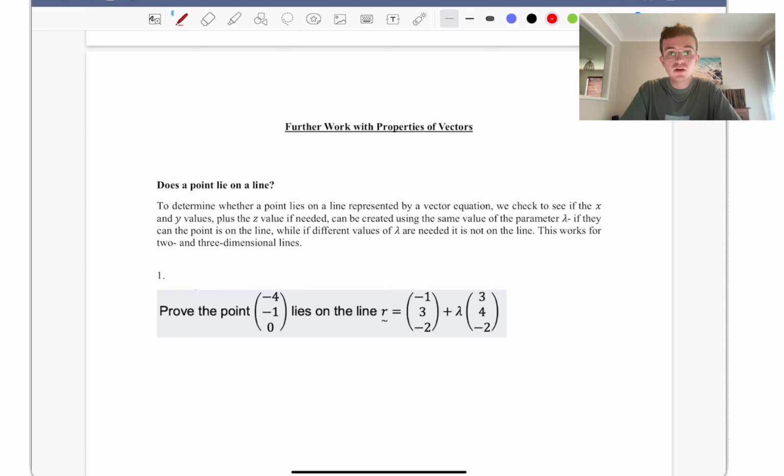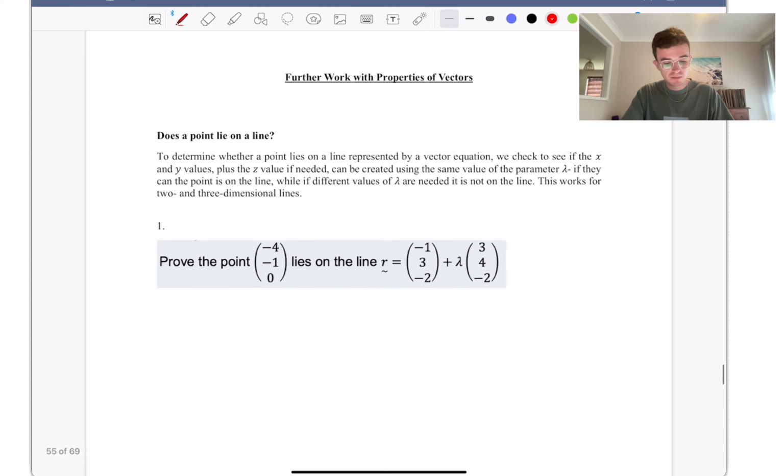Alright, today we're going to have a look at some further work with properties of vectors. So we've had a look at some of these in previous examples, but really going to hone in today and have a specific lesson just on the properties of vectors.